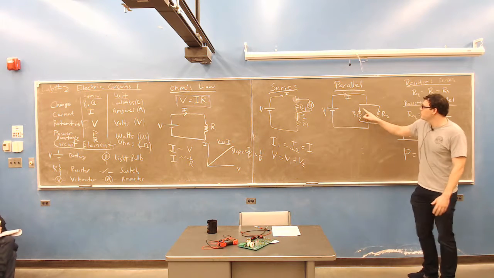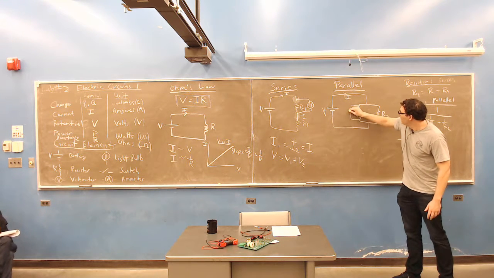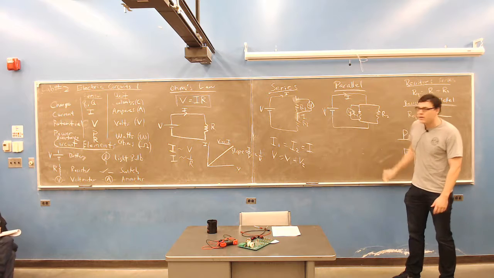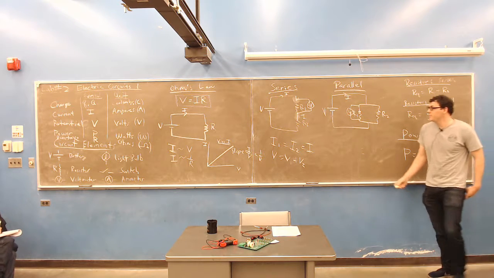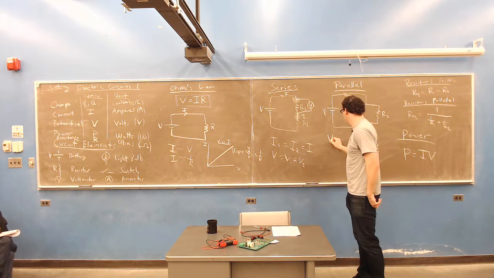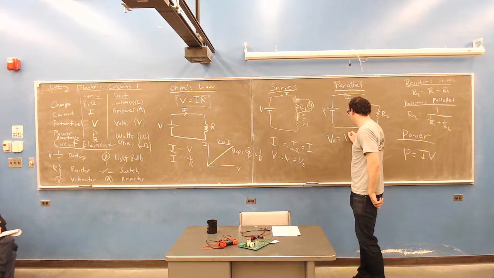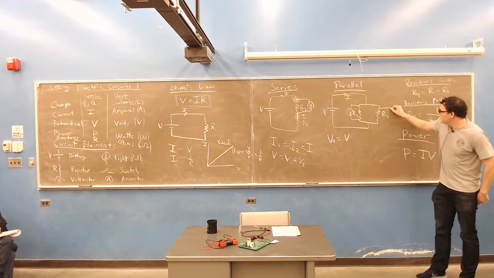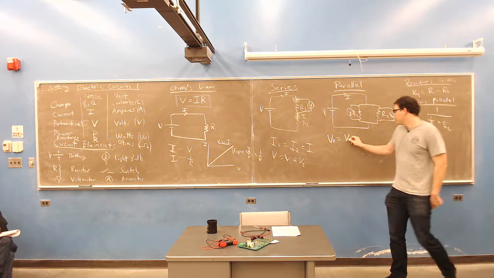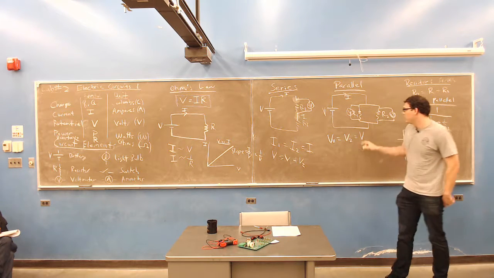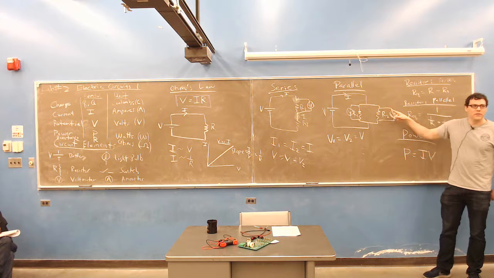What if I measure the voltage across here? What am I going to get? Turns out it's going to be V. So V1 is equal to V. If I measure it across here, I'm also going to get V. So V2 is also equal to V. So all the voltages are the same. All the potentials are the same.